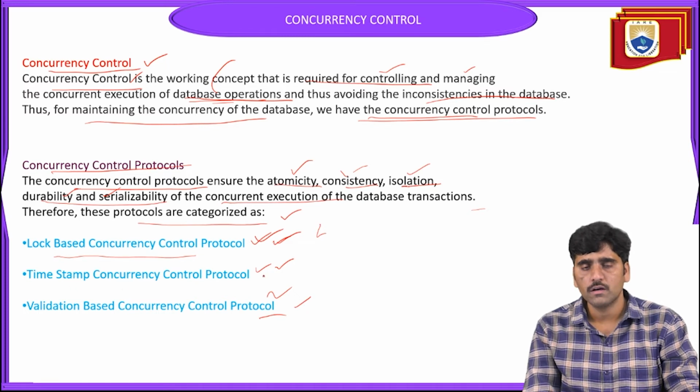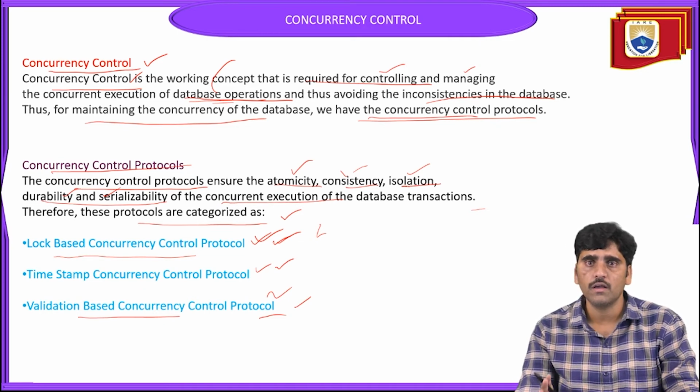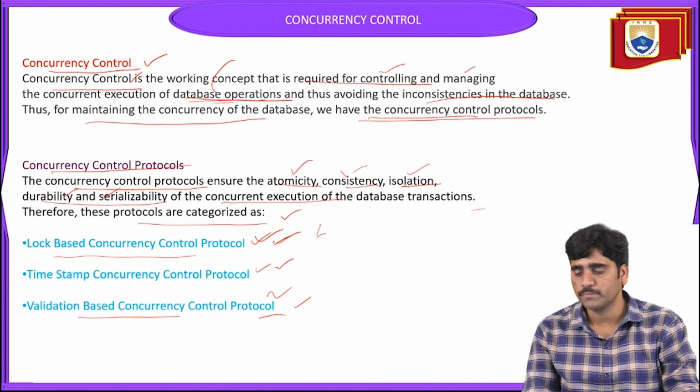Next, the timestamp concurrency control protocol. In the timestamp protocol, transactions are executed based on the time values or timestamp values. Under the validation based control protocol, the values stored in the temporary variable are validated against the actual database values. Once it is confirmed, then the write operations are used.